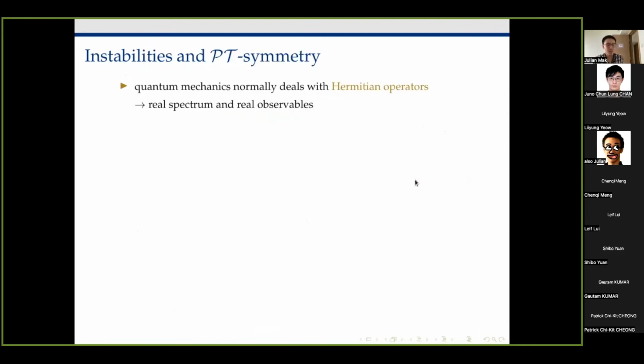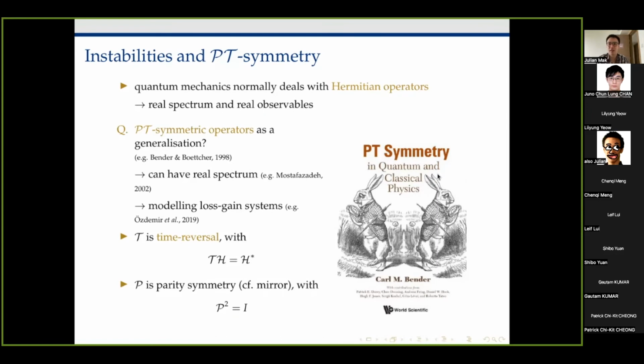Last one before I stop. In quantum mechanics, normally you deal with Hermitian operators. These are the self-adjoint operators, partly because you have a real spectrum of real observables. The question you might ask is: do you really need a Hermitian operator to get a real spectrum? The answer is no. This has been advanced by a lot of work by Carl Bender and collaborators. If you have a non-Hermitian but PT-symmetric operator, where PT is parity-time, those can have real spectra, and usually you can use these to model things like loss-gain systems.